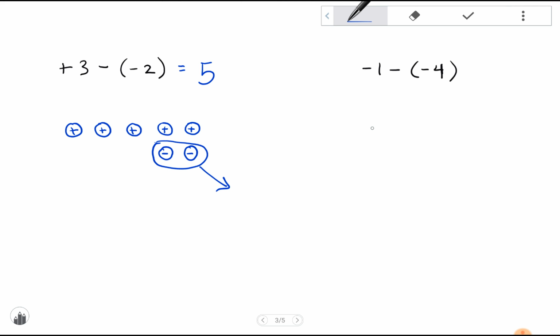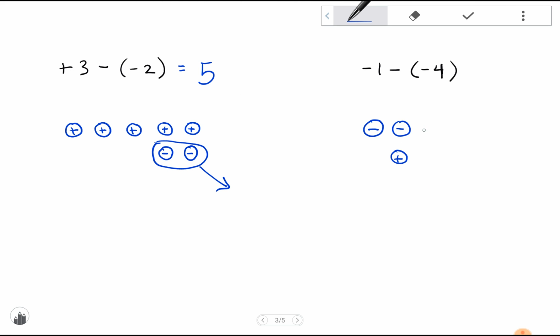Over here, we start with 1 negative. So we can draw a -1, and we want to remove 4 negatives. But there are definitely not another 4 negatives that we can take away. So much like this question, we're going to add some pairs. We'll add a negative and a positive, which again, combined make 0. So this number is still -1. Now we want to take away 4 negatives, but there are not enough.